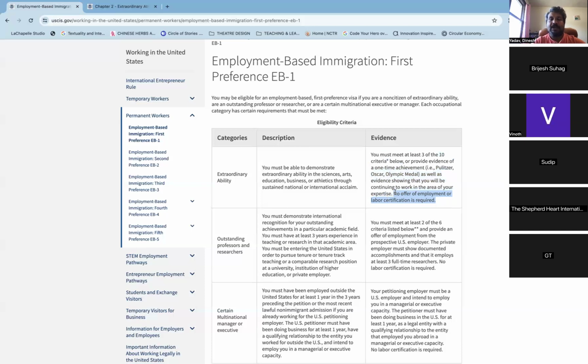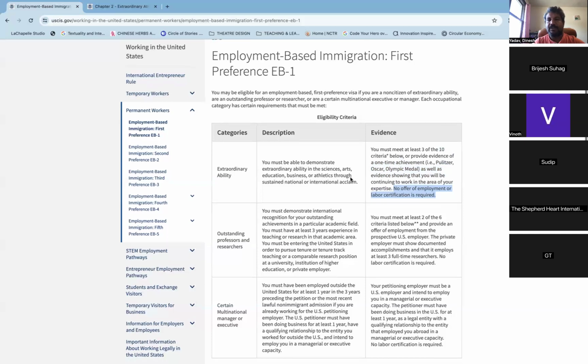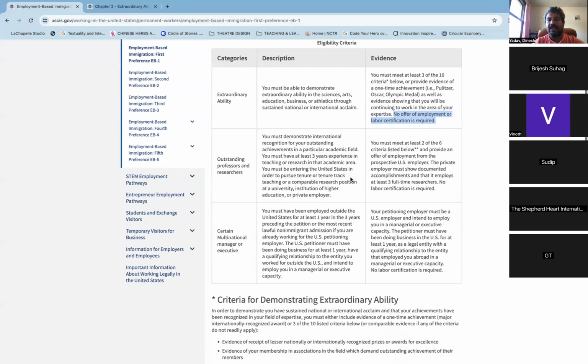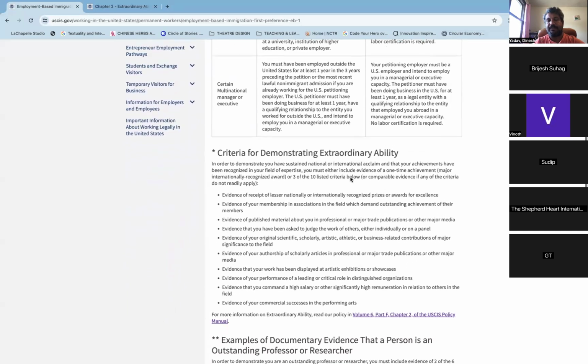Now, if you are a high achiever, like if you do have a Pulitzer, Oscar, or Olympic, I'm pretty sure you wouldn't need to be in this June meeting. So I'm assuming that you fall into either of these categories: 3 out of 10 criteria. And now let's move to part three: what are these 10 criteria?